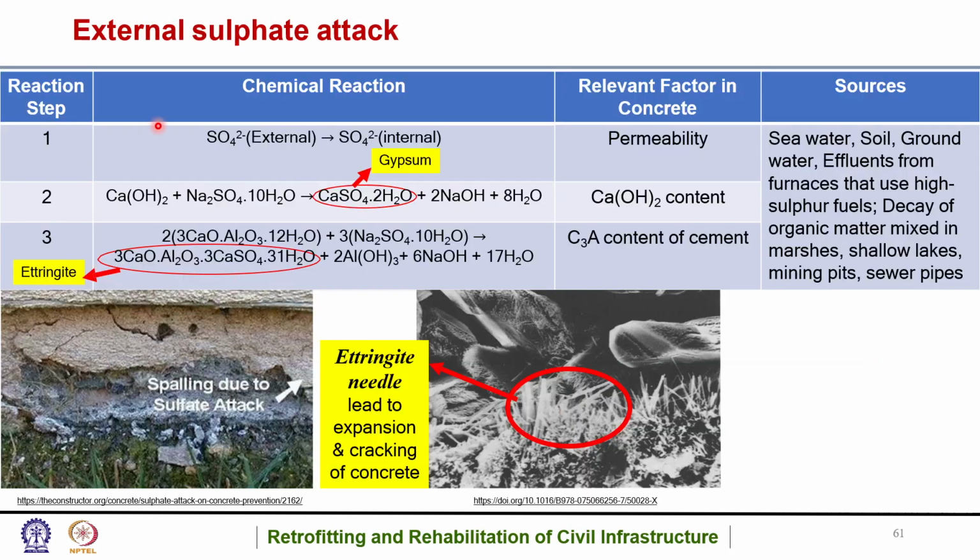So the external sulfate attack has three reaction steps. One is the chemical reaction; one is the sulfate from outside that has gone inside. So the relevant factor for that is permeability. From external, it has penetrated inside, so permeability is a relevant factor.